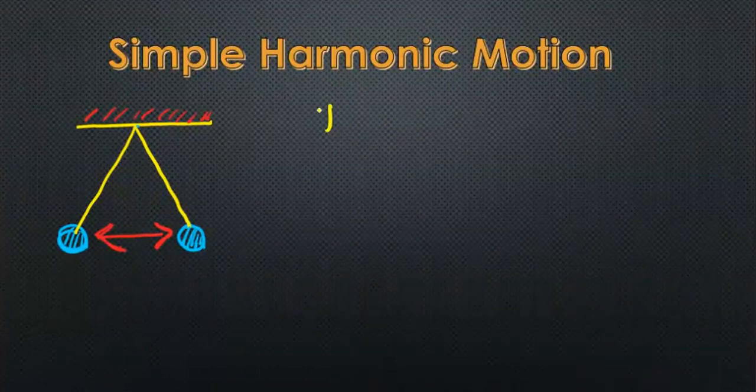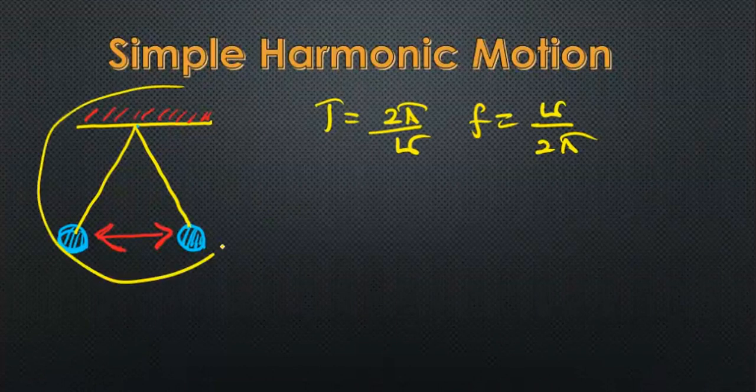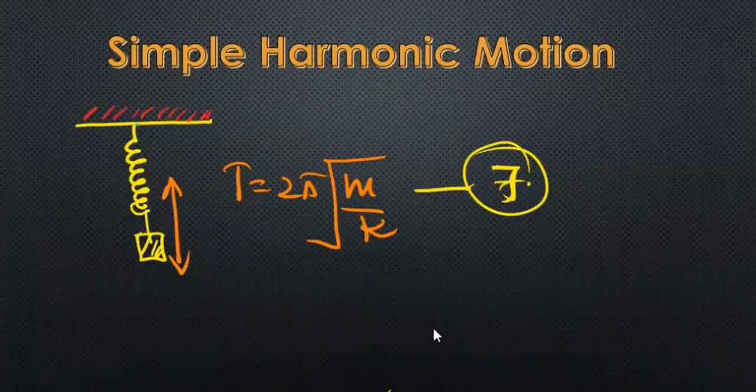Then for time period, T equals 2 pi over omega, and frequency f equals omega over 2 pi. Then for a simple pendulum, if the length of the string is L, T equals 2 pi root L over g. That's our sixth equation. And at the same time, for a vertical spring motion, time period T equals 2 pi root m over k.